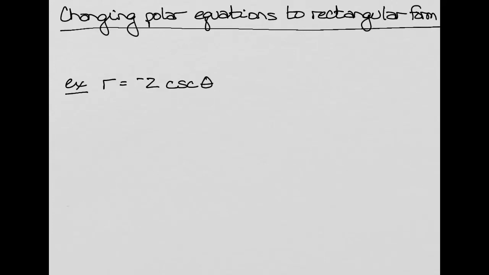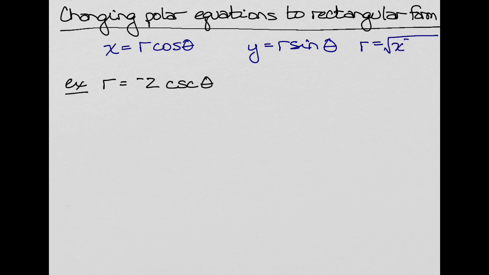Just as we can change points back and forth between polar and rectangular form, we can change equations back and forth between polar and rectangular form. And we'll use the same conversions that we did for the points for the equations. So this will be x equals r cosine theta, and y equals r sine theta, and r equals square root of x squared plus y squared comes in handy too.